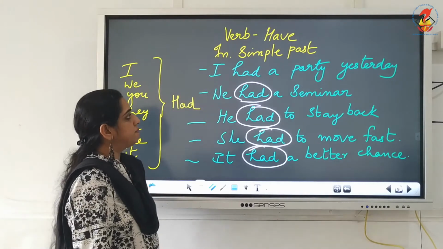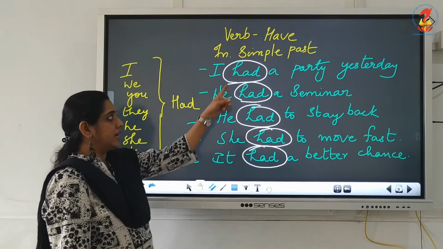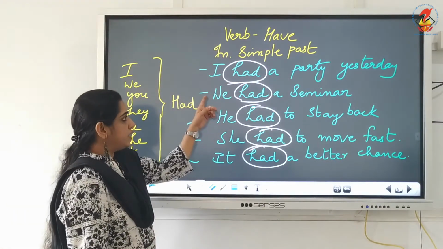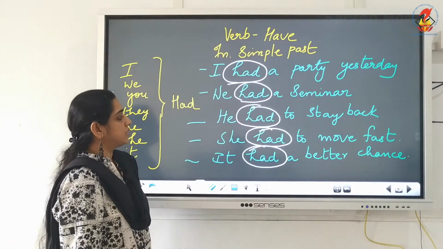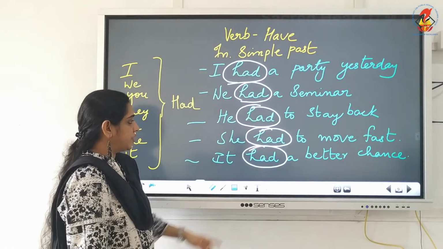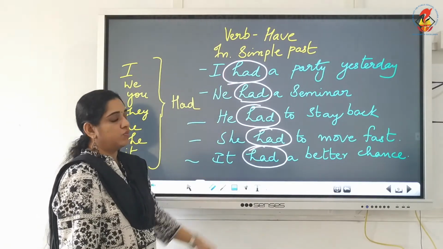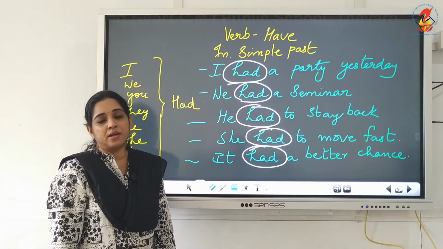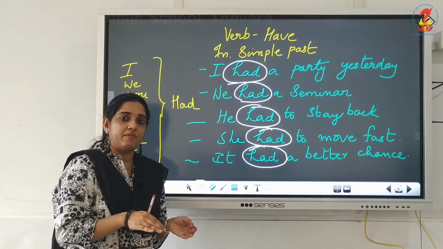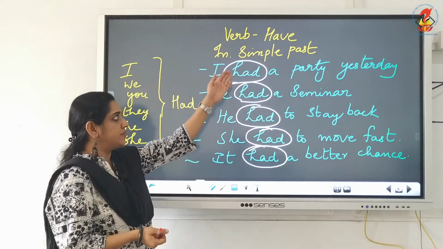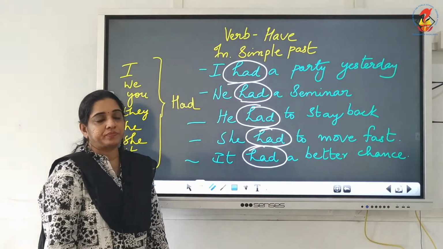I had a party yesterday. Had is the verb. We had a seminar. Here also had is the verb. He had to stay back. She had to move fast. It had a better chance. For all these circled verbs, it is the past form of the verb have. Past form of the verb have is had. Okay, so we have used had here as it is the past form.